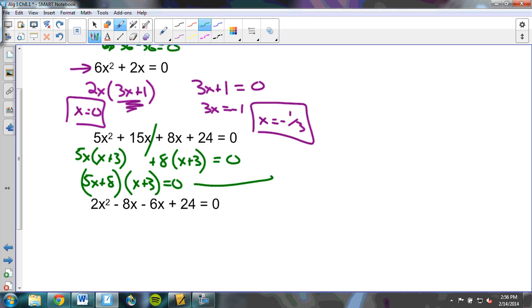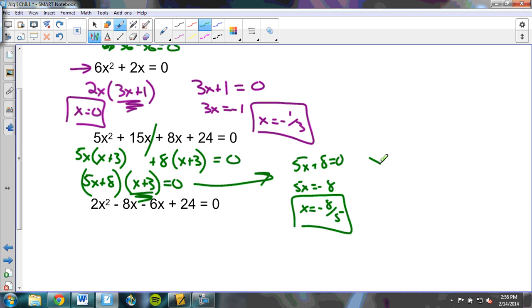If I take those two bubbles and set them equal to 0, if 5x plus 8 equals 0, then 5x equals negative 8, and x equals negative 8 over 5. That's one of my solutions. Now I'm going to grab the other one. If I take x plus 3 and set it equal to 0, then x equals negative 3. That's my other solution. If you wanted to plug them in and check, you could. They would work. Beautiful. Last one, then we're done, I think.